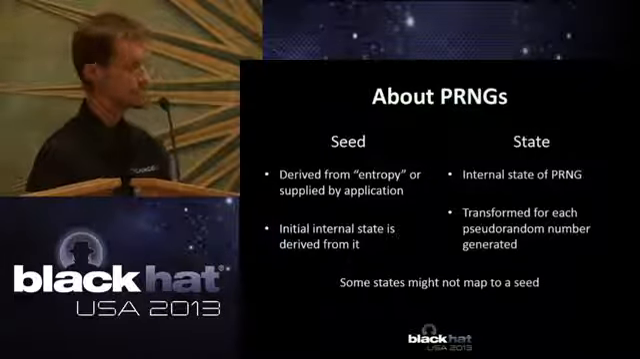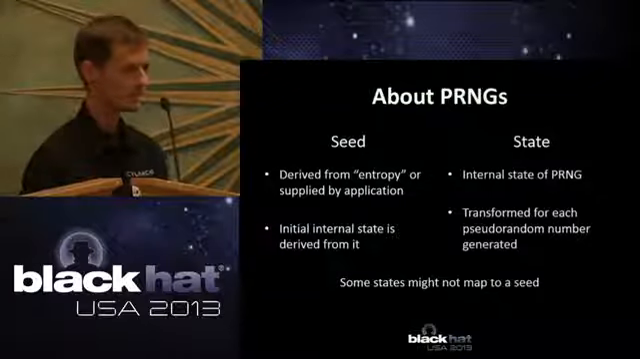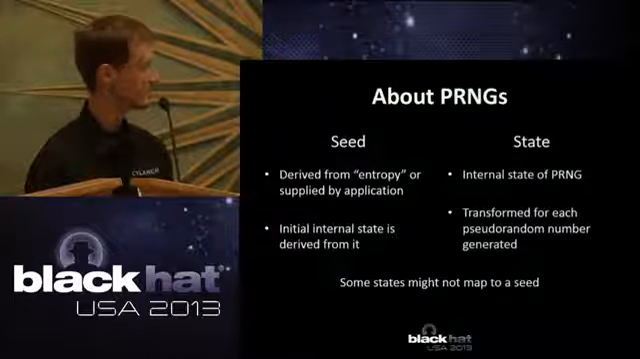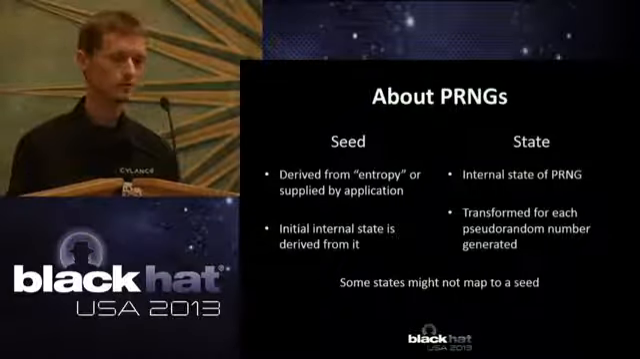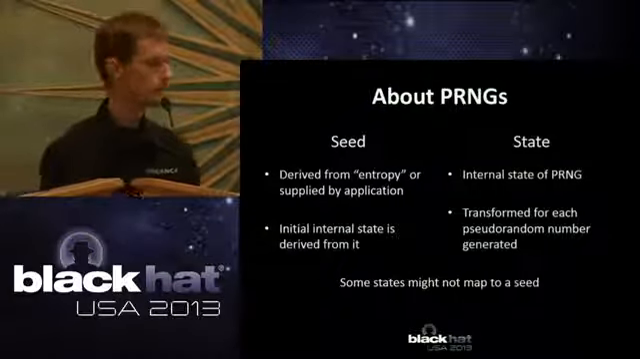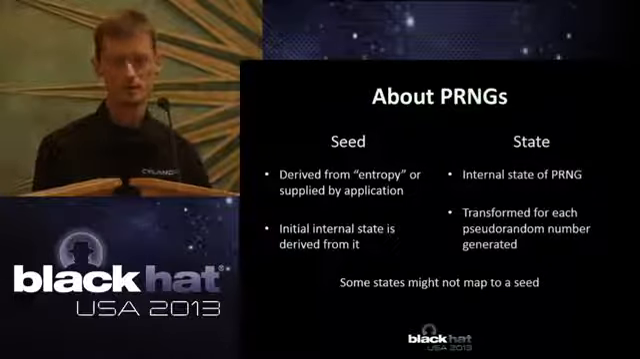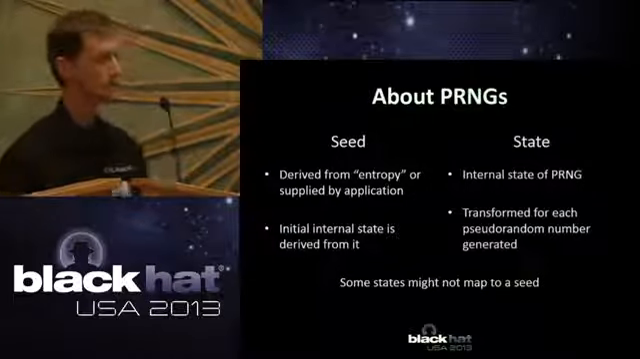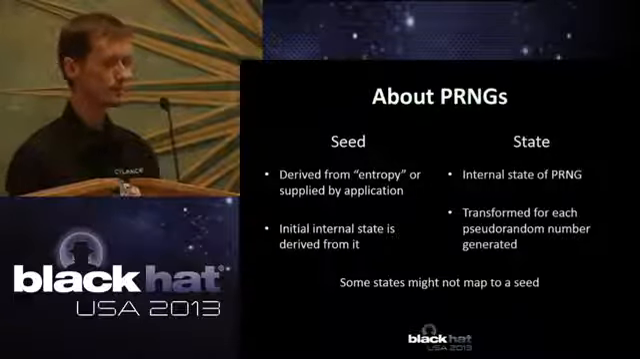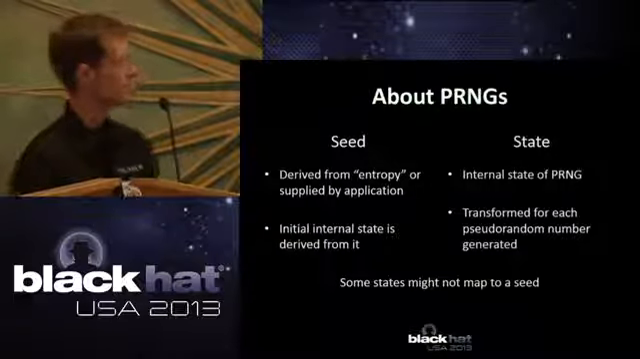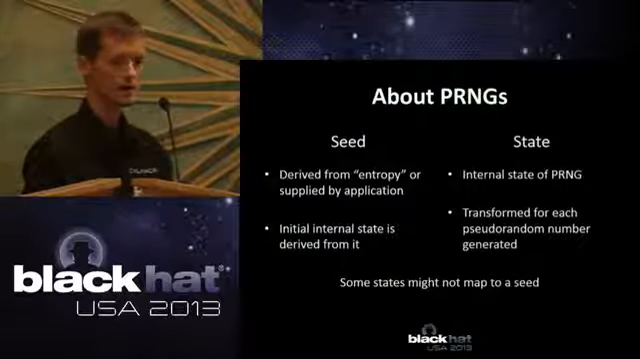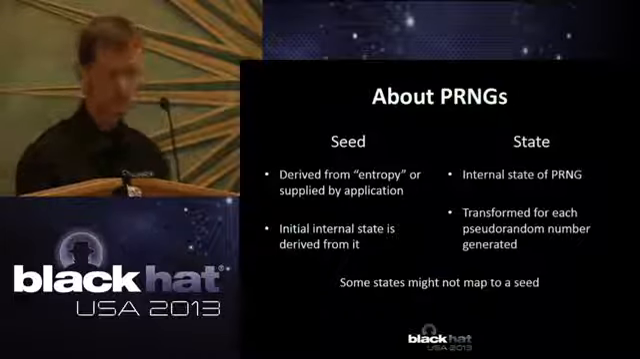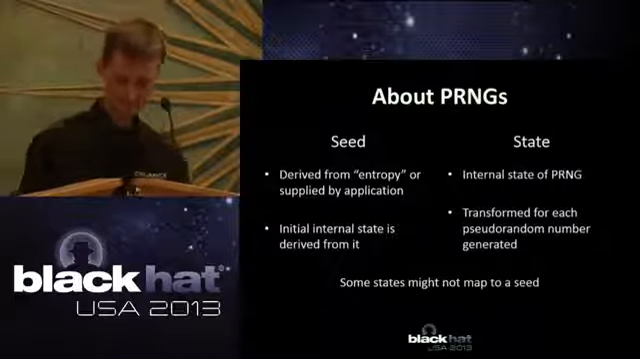Okay, I wanted to emphasize the difference between a seed and a state. I think I already did that pretty well, but the seed just determines the initial state. Once the PRNG is initialized, it may run for an arbitrary number of runs. An arbitrary number of pseudorandom numbers might be drawn out of it. Now in cases where the state space is much larger than the seed space, this means that not every state might be directly derived from a seed. This is important in a couple of cases, so just something to keep in mind.